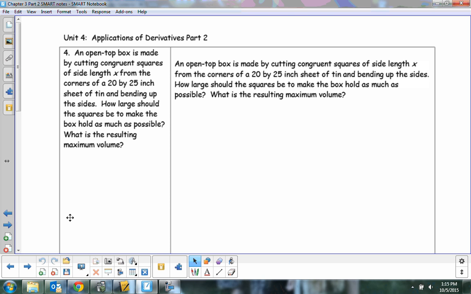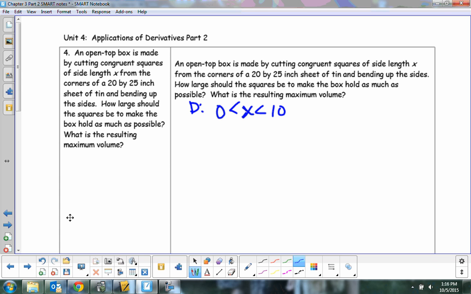So if I'm going to talk about my domain here, what would be the domain for the X along that 20 side? Less than 10, but greater than 0. Okay, what about on this side, the 25 side? Less than what? 12.5, but still greater than 0. So if I'm talking about X overall, am I going to look at this constraint for the domain or this constraint for the domain, the smaller? Okay? So in this case, I know my domain is going to be less than 10 but greater than 0.